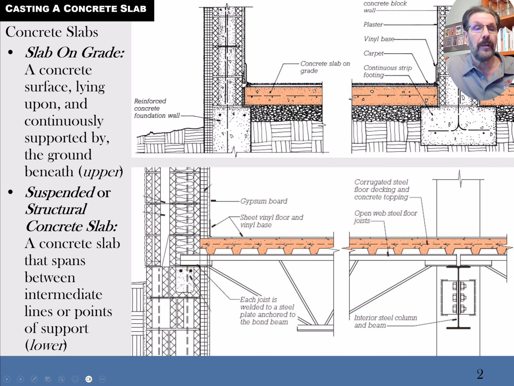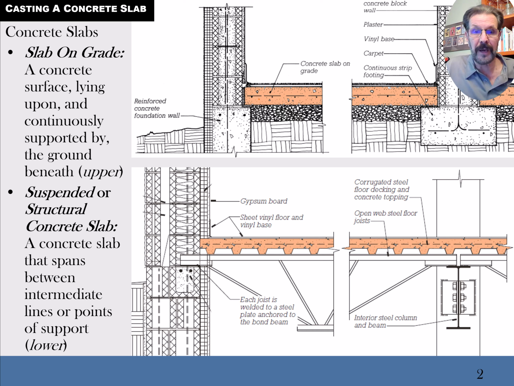So the slab on grade is where you're pouring concrete right against the ground. You could replace the word grade with ground and it would have the same meaning. Grade and ground mean the same thing, but often in construction we will say slab on grade. So the grade is the ground. As opposed to the other kind of slab, which is a suspended slab.